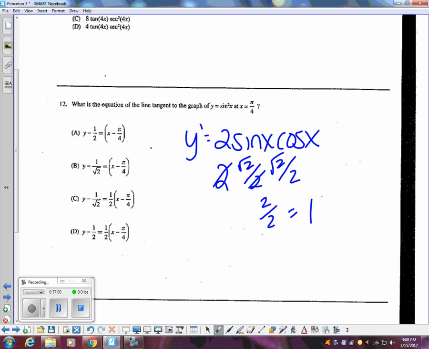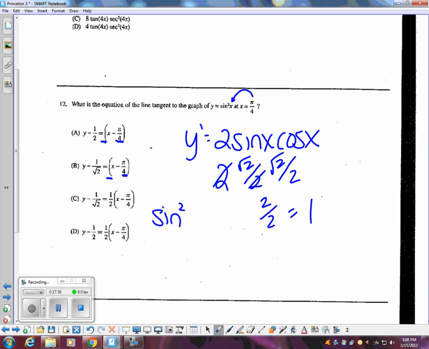Okay, so we are either A or B because they both have a slope of 1, right? Okay, now what is my x? Pi over 4. Well, they both have x minus pi over 4. So I need to figure out the y that goes with that x at the original. Good, at the original. So take your pi over 4, plug it in here because I need his y.